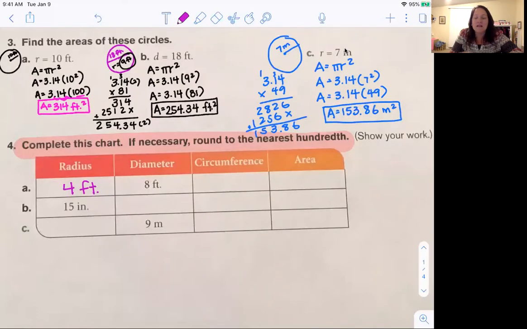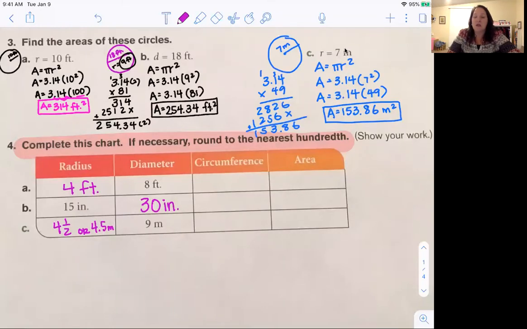Excellent job. Let's keep going on our diameters and radii first. Letter B, if I have a radius of 15 inches, what would be my diameter? Good, you have to double your radius, so you get 30 inches. Awesome. Okay, I have a diameter of 9 meters, and I want to divide that by 2. Well, that's not always easy, right? But half of 9 is actually 4.5. So you could say 4.5, or you could say 4.5 meters.